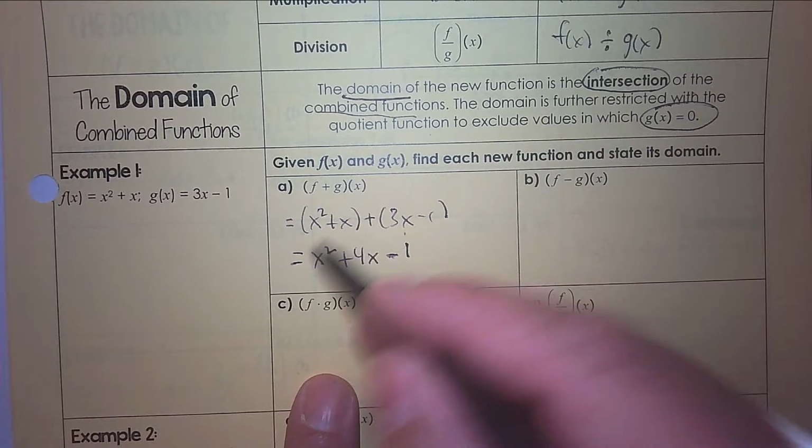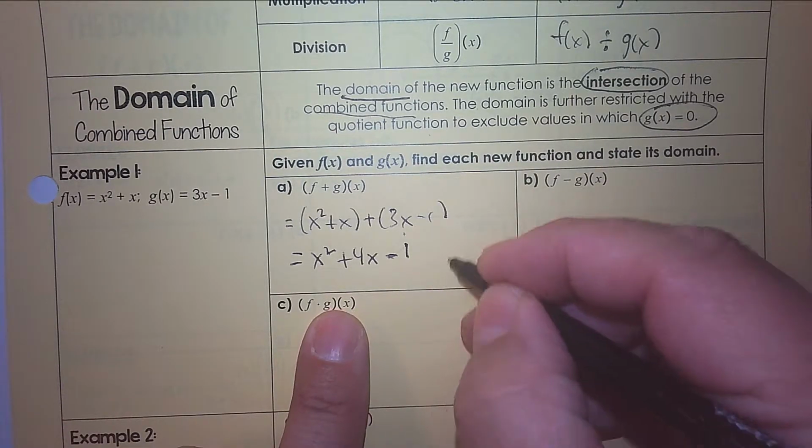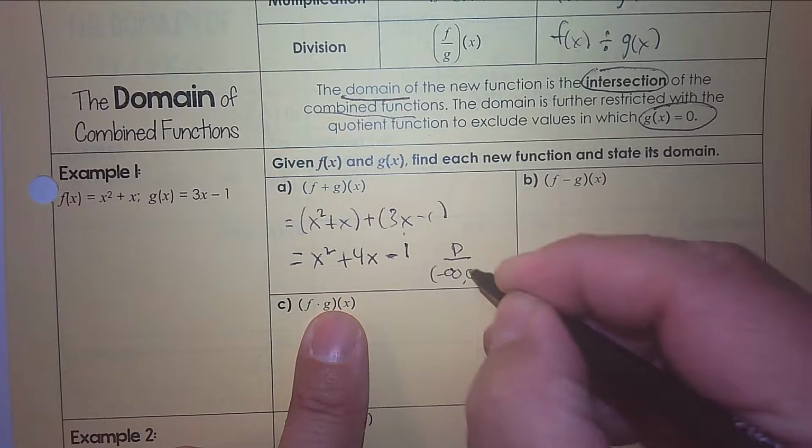It's a polynomial. When would there be a restriction for x? When you have a fraction in the denominator. When you have a square root sign, those are restrictions. Polynomials, there are no restrictions. So the domain is all real numbers.